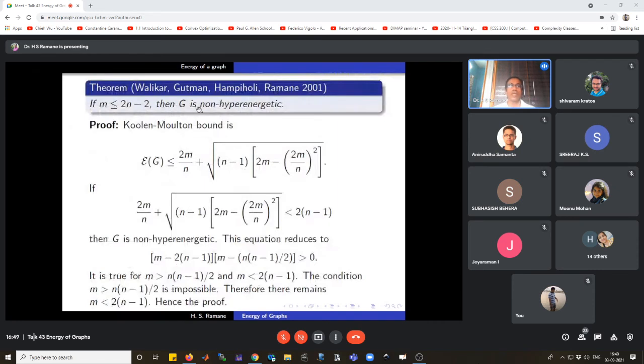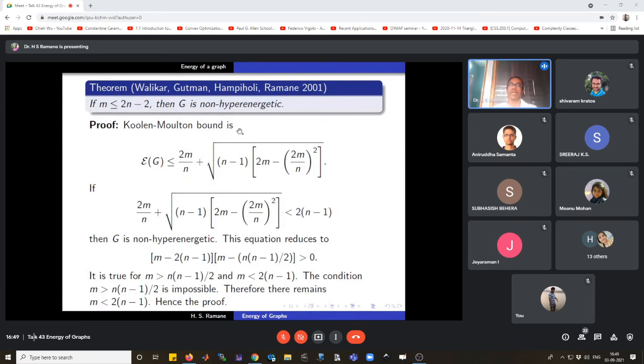Okay, then this condition we are given for the non-hyperenergetic graph. If m is less than or equal to n minus 2, then G is non-hyperenergetic. For that, we have taken the Koolen-Moulton bound, which says the energy is less than 2m by n plus square root of this.